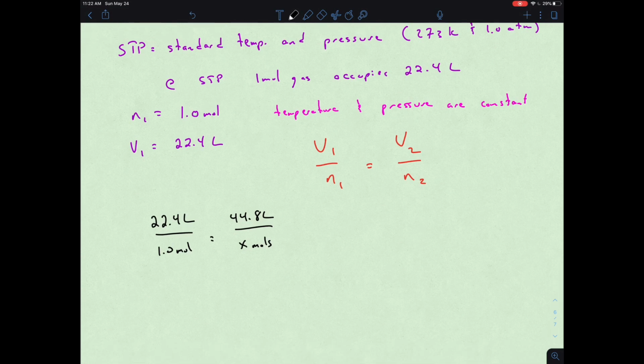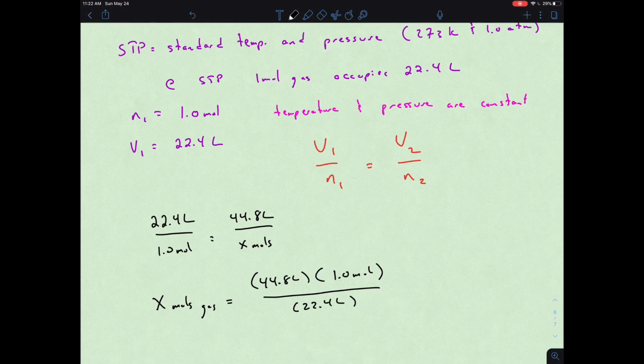So if we rearrange that, our X moles of gas would be 44.8 liters times 1 mole over 22.4 liters, or we would actually have a value of 2.0 moles of gas. So that's Avogadro's relationship simply between volume and gas.